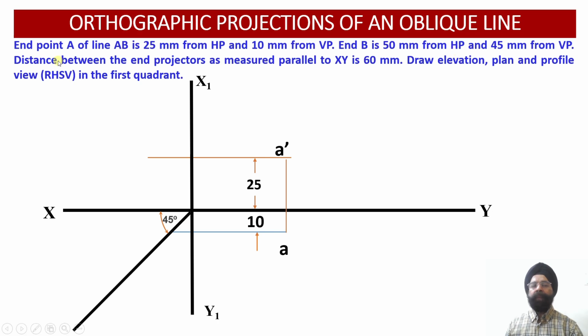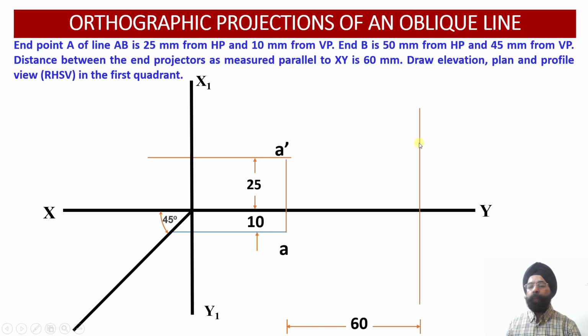Another thing available with us is that the distance between the end projectors of the ends A and B, measured parallel to the XY line, happens to be 60 millimeter. This is the vertical projector line drawn through the point A, which contains the projections A dash and A corresponding to the end A of the line AB. Similarly, corresponding to the end B of the line AB, points B dash and B will be located alongside one vertical projector line. So we have to draw a distance of 60 millimeter from the end projector corresponding to the end A. At a distance of 60 millimeter, we will draw a vertical projector line in such a way that it contains the projections corresponding to the point B.